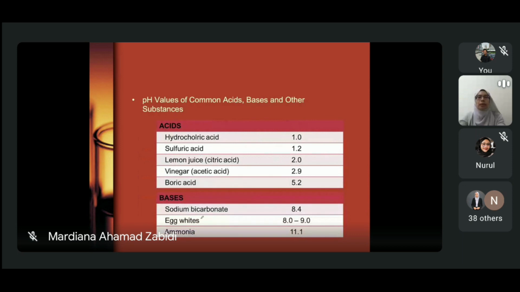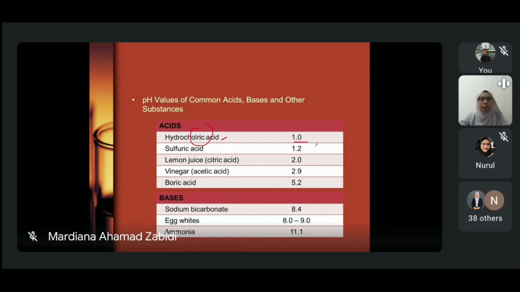Okay, so this one is the pH values of some common acids, bases, and other substances in food products. This is basically a method for the students to have a rough idea of what's happening when we talk about organic and inorganic acid. So we can see, when we talk about inorganic acid, hydrochloric acid, the pH is pH 1.